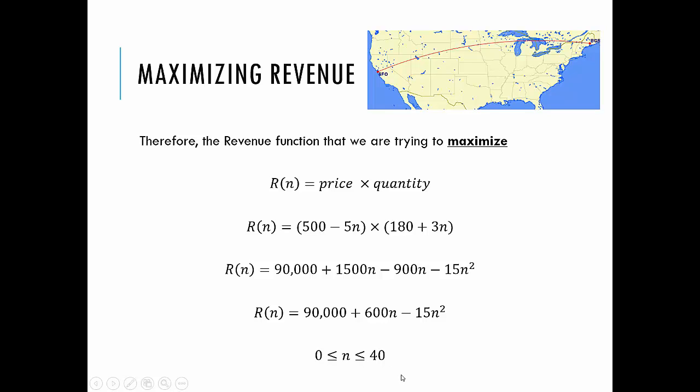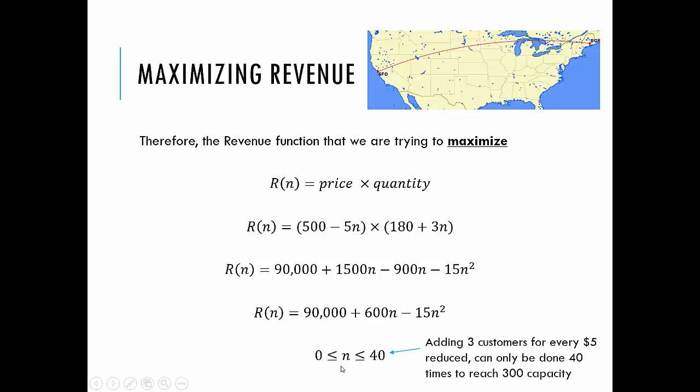I can see that my domain is going to be from 0 to 40. Now, where in the world did I get 40? If you think about it, you're adding 3 more customers for every $5 reduced. If I only have the capacity of 300 and I'm already saying 180 on there, then 40 times 3 is 120, and 120 plus that 180 gives me my 300. So this is my domain. This is the only number of times I can reduce, because otherwise, if I just keep reducing, I'll go over my capacity. So I can't do that.